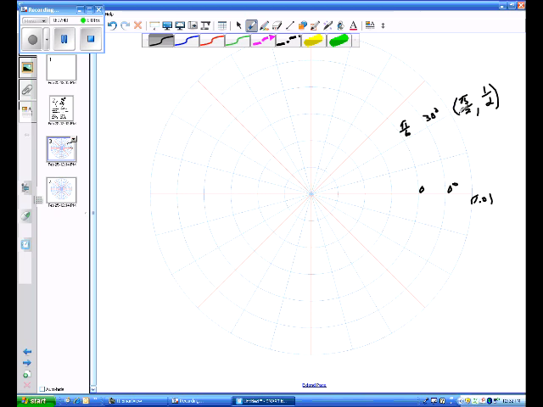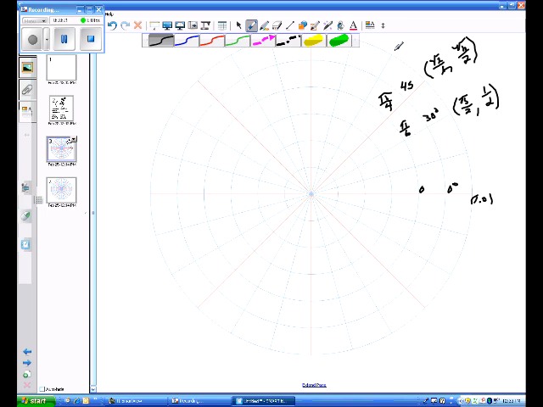So that would be our cosine of t of that distance and our sine of t. If we go here, this would be 45 degrees, or pi over 4. And we know that the cosine of 45 is square root of 2 over 2, and the sine of 45 is square root of 2 over 2.